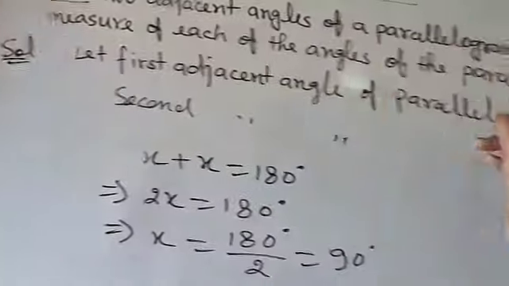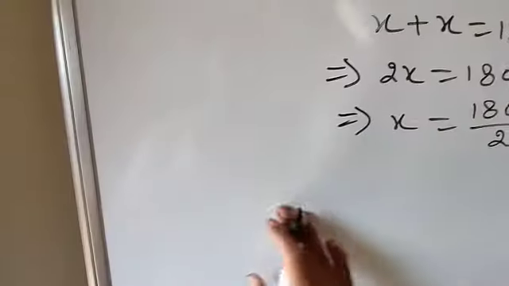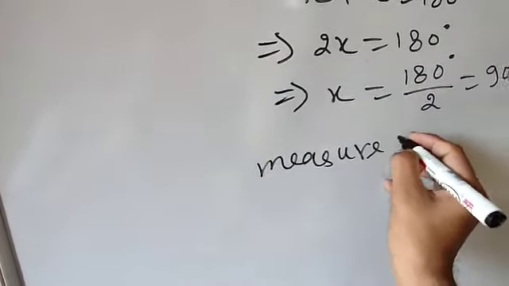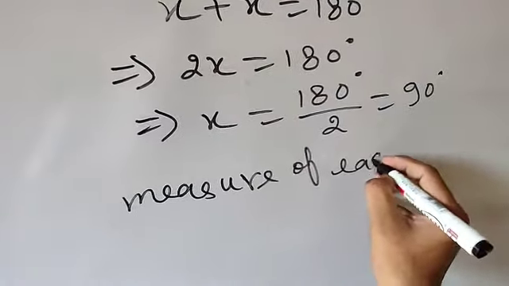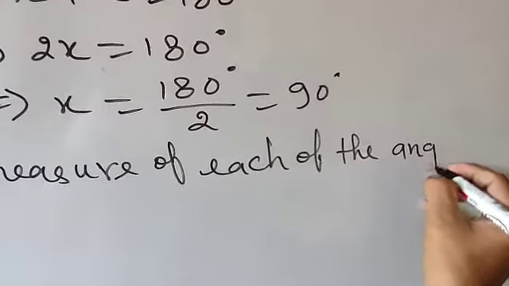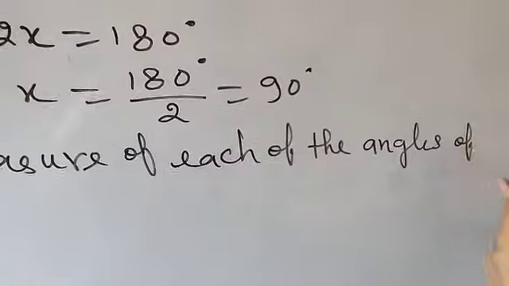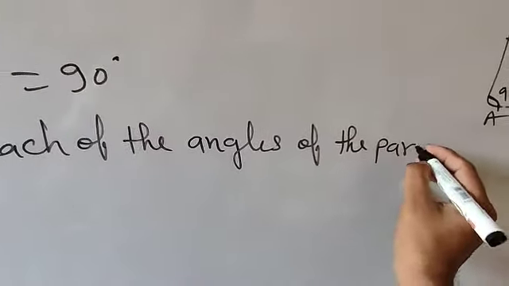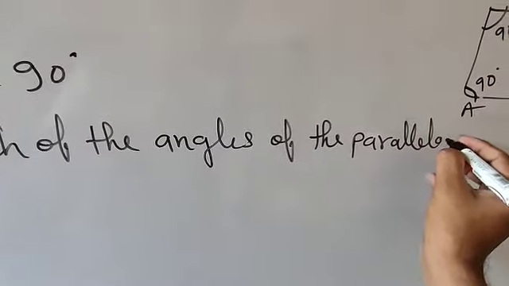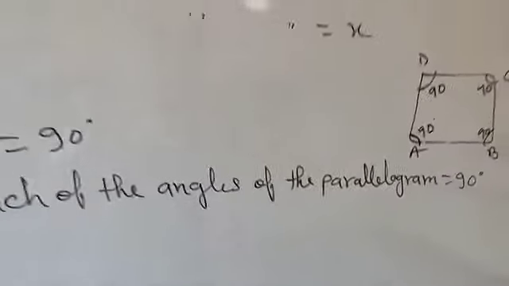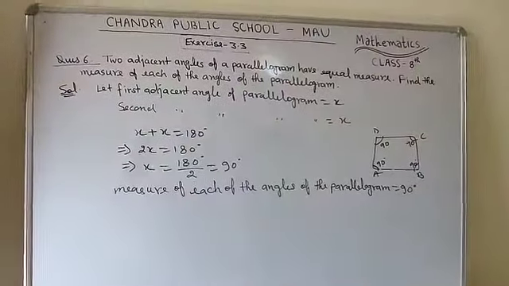You need to find each and every angle of the parallelogram. So you can write: measure of each of the angles of the parallelogram is equal to 90 degrees. Each and every angle of the parallelogram will be 90 degrees.